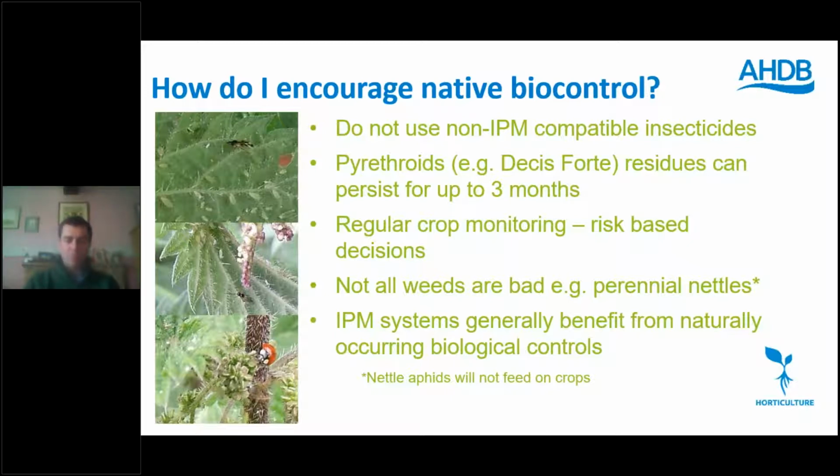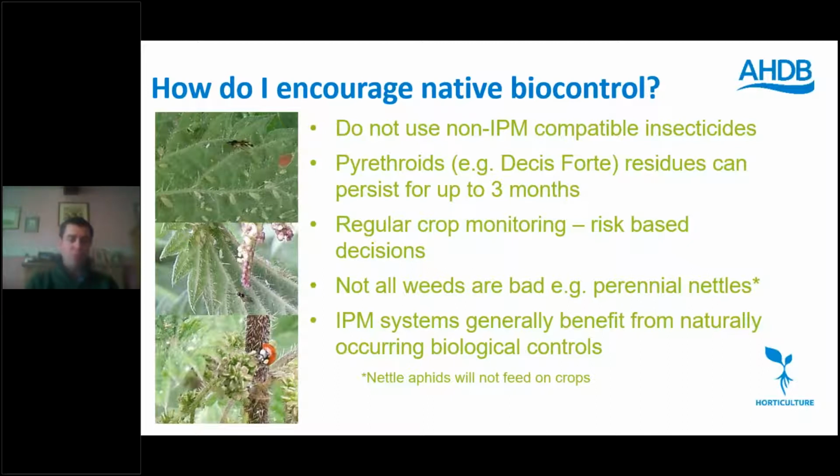Also, we heard on one of the previous slides, we've got resistance to pyrethroids in those couple of aphid species. So there are other options and better things that we can use. Regular crop monitoring really helps you to make risk-based decisions and is key to managing your crop.